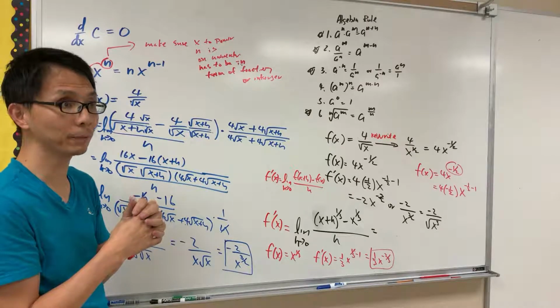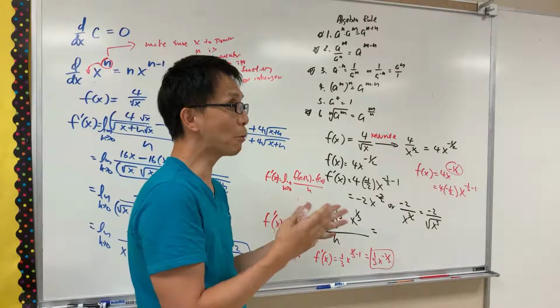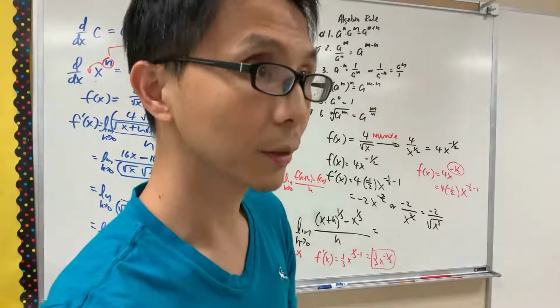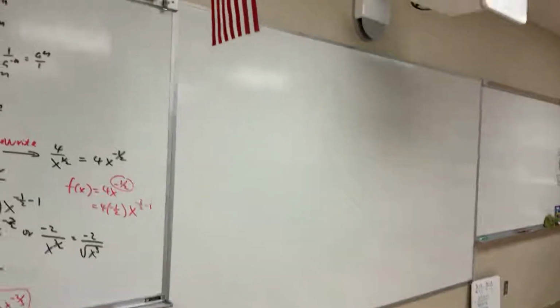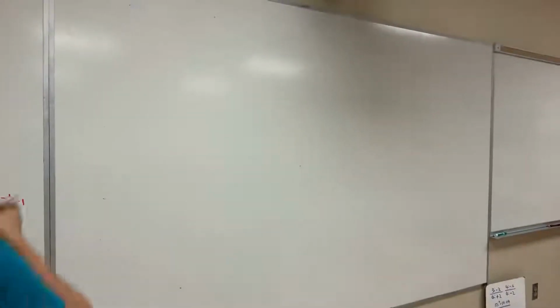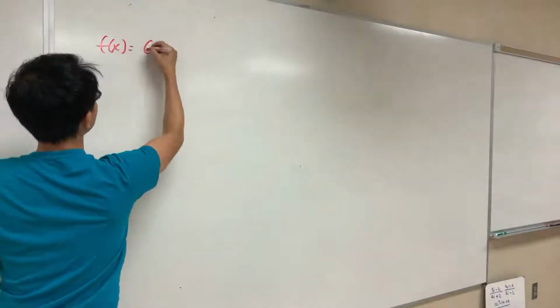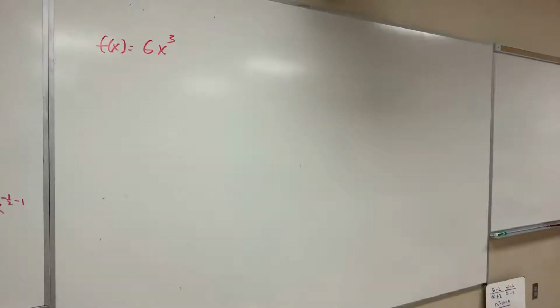Question about this part. Okay, so now we're going to learn how to take a derivative. Let's take the derivative of the following equation: f of x equals 6x to the third. What is my derivative? You should be able to do it in your head. Don't shout it out.